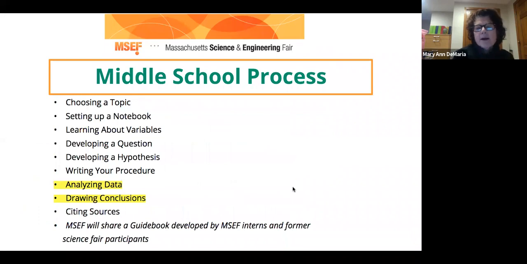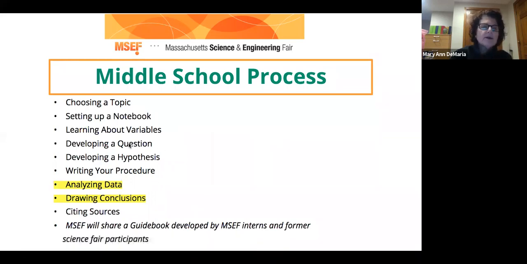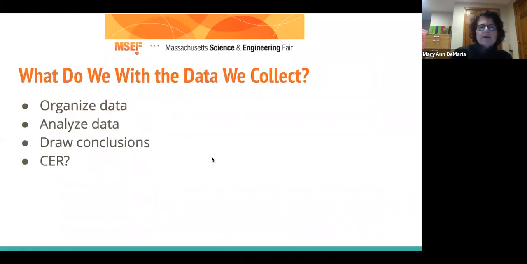So today's workshop is about analyzing data and drawing conclusions. I was lucky to do a workshop a couple weeks ago where we looked at developing a hypothesis and writing your procedure. So this presentation follows directly after that. Okay, so what do we do with the data we collect? We have to organize the data, we have to analyze the data, and from that, then we draw some conclusions.